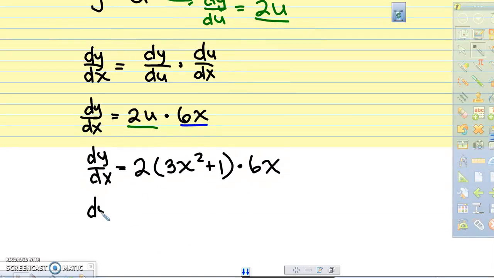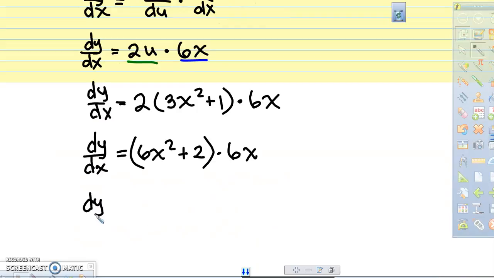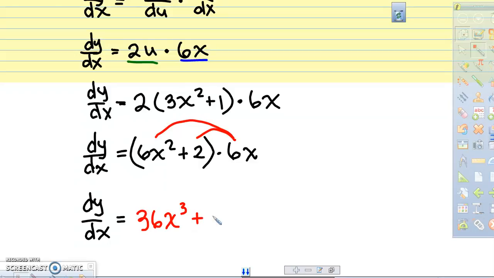But again, if you want to be gutsy and distribute, that's 6x squared plus 2 times 6x, and then distribute one more time. dy over dx, now we're going to distribute this way. We get 36x cubed plus 12x. That's the answer. Okay?